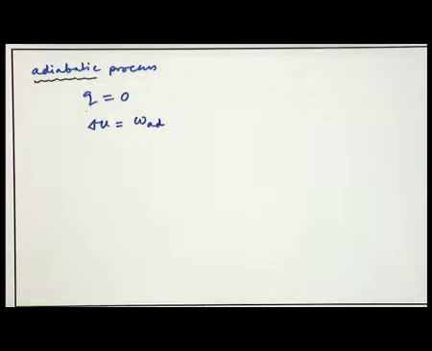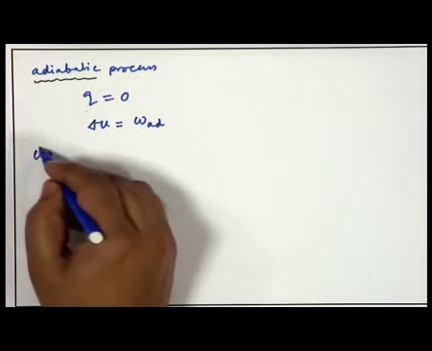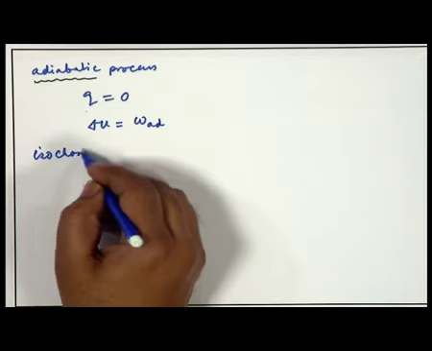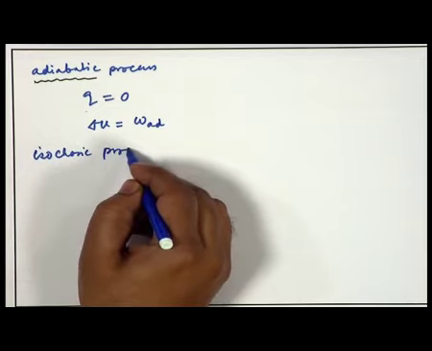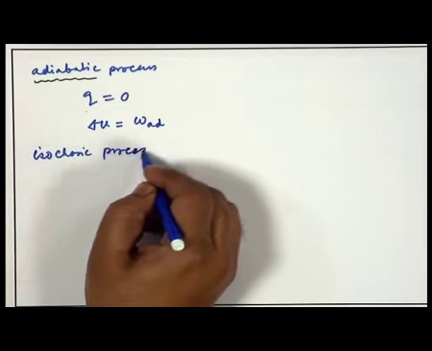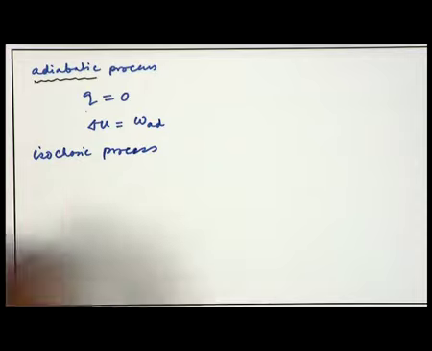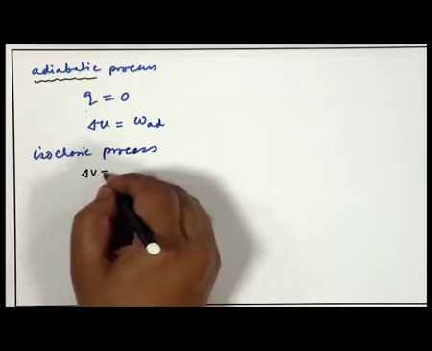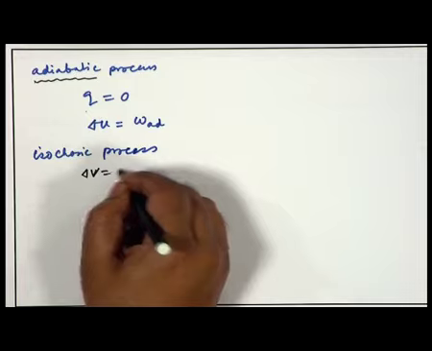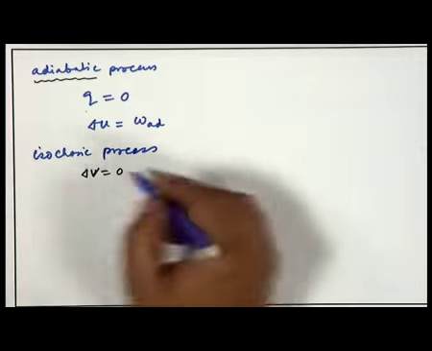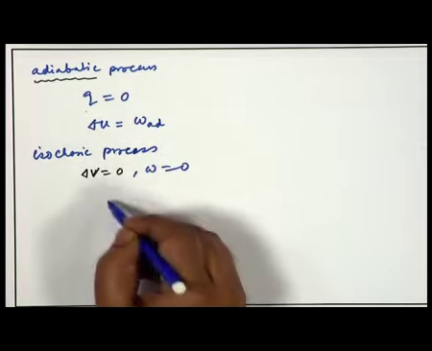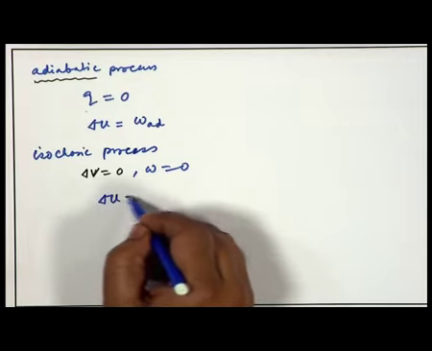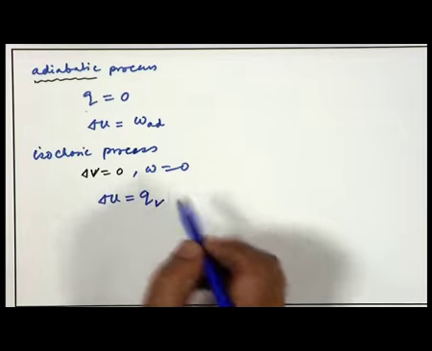And when we talk about an isochoric process, it means del V is 0, which means W is 0, which means del U is Q.